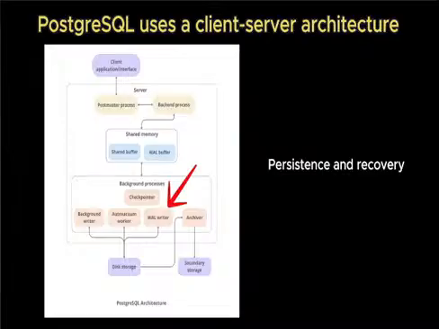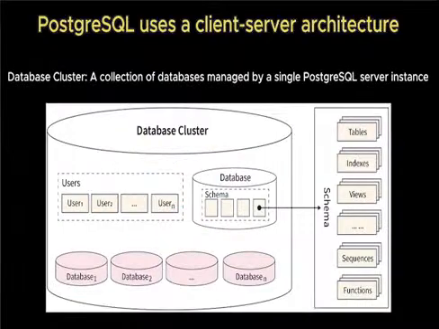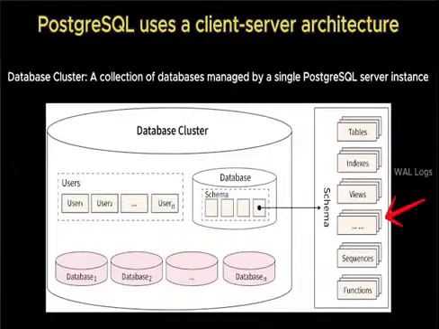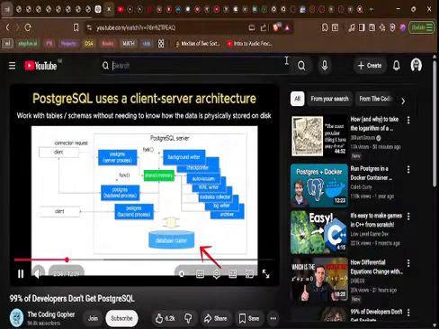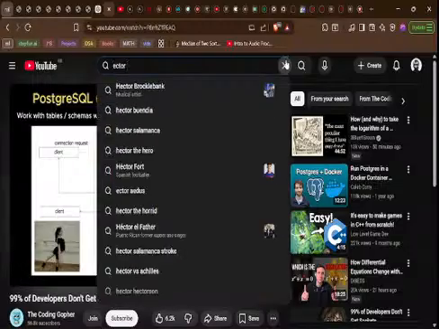Underneath, all data is stored on disk in a directory called the data cluster, which contains databases, schemas, tables, indexes, and write-ahead logging logs. PostgreSQL separates logic, such as how queries are executed, from storage, which is how data lives on disk. It's a design that gives it both flexibility and fault tolerance.